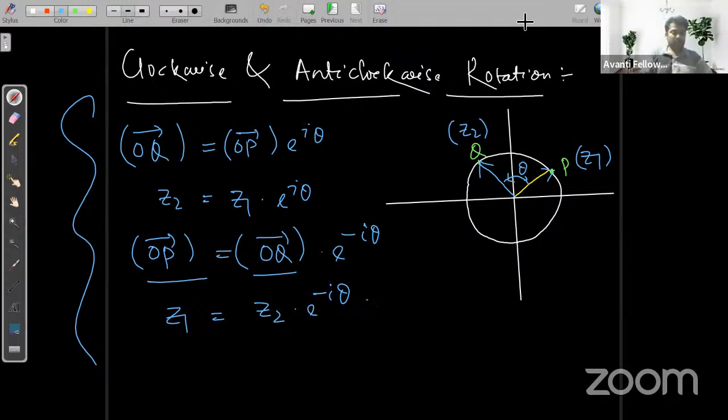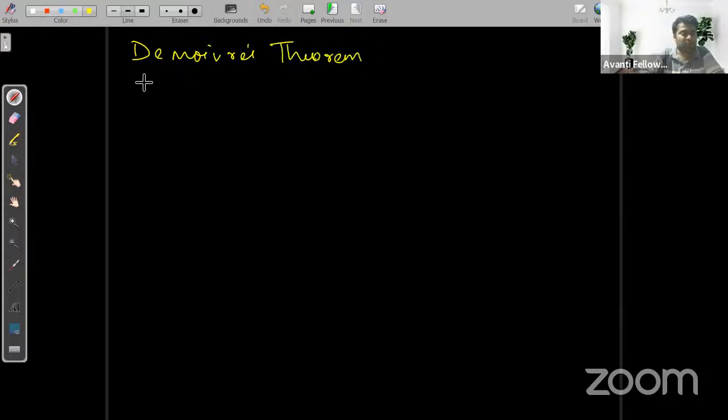Now we start the next thing, that is de Moivre's theorem. Very important theorem. So what is de Moivre's theorem? Its statement is, I'm talking about the first case. Case 1 I'm taking first.